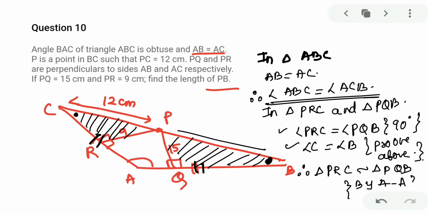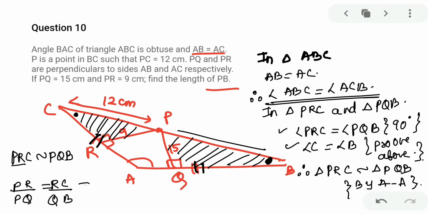By AA postulate. Once you got that, what you will do? You will make your sides proportionate. How you will make your sides proportionate, kids? आपका ट्रायंगल का नाम है PRC is similar to PQB, right? So how you write? Sides proportionate PR upon PQ is equal to RC upon QB is equal to PC upon PB. You have to just look at the triangle name and accordingly you have to put the sides proportionate.